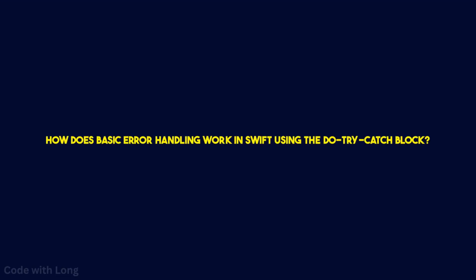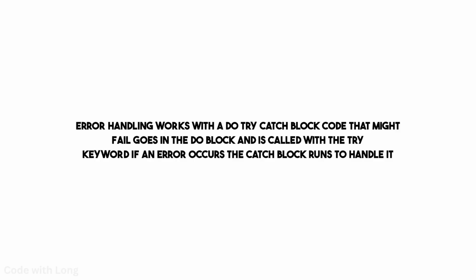How does basic error handling work in Swift using the do-try-catch block? Error handling works with a do-try-catch block. Code that might fail goes in the do block and is called with the try keyword. If an error occurs, the catch block runs to handle it.